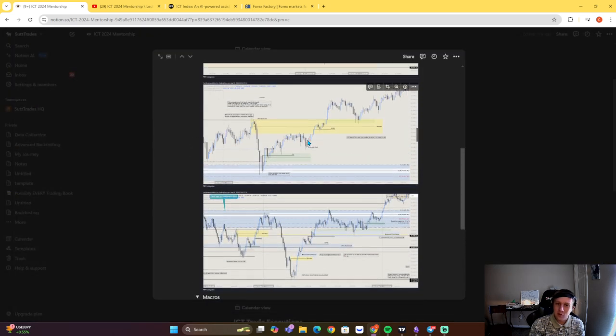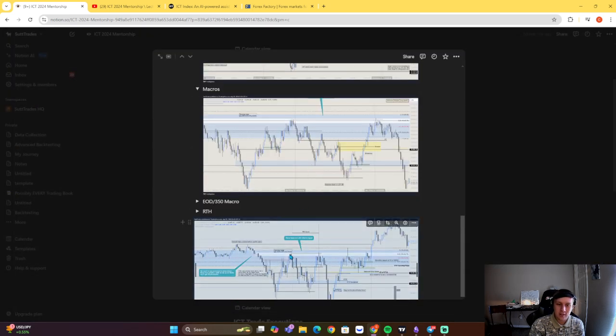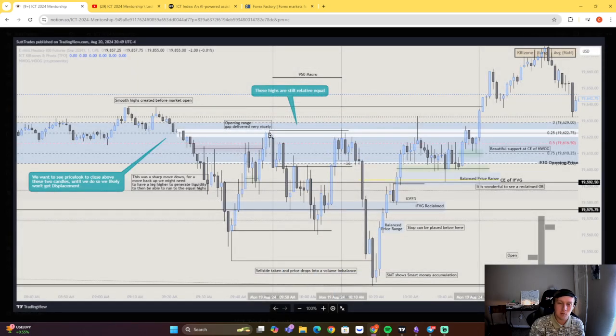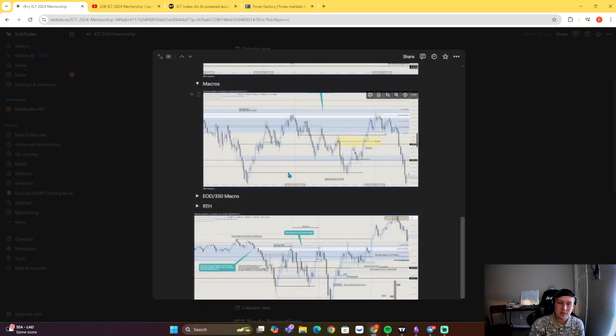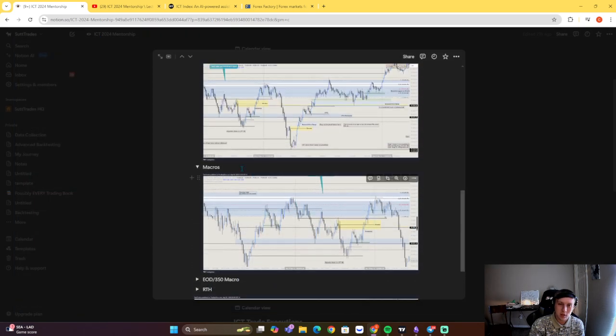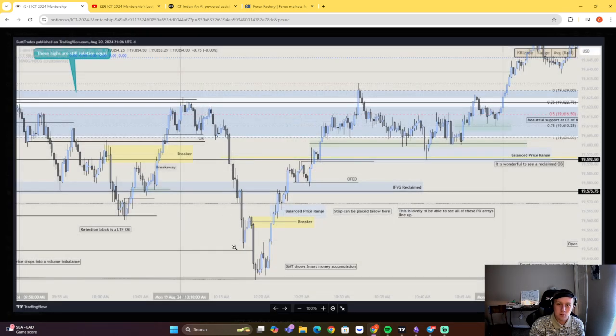Throughout the lecture, I feel like this is the thing. These two candles that he said he wanted to see displacement above. The fact that we boom, boom, boom, boom, and then one more time use that as support. These candles right there, that's kind of what stuck out to me the most, honestly, within the lecture.